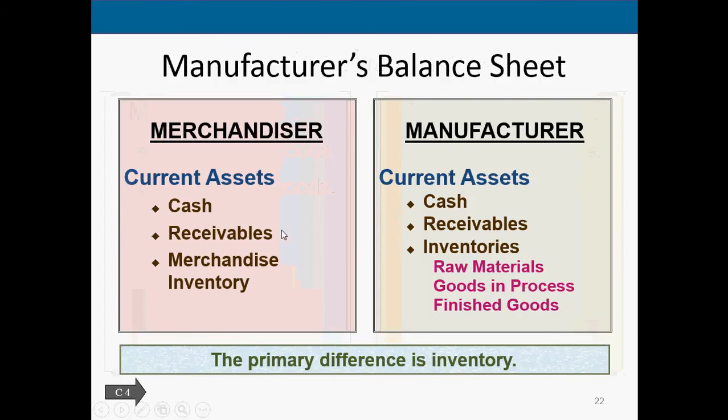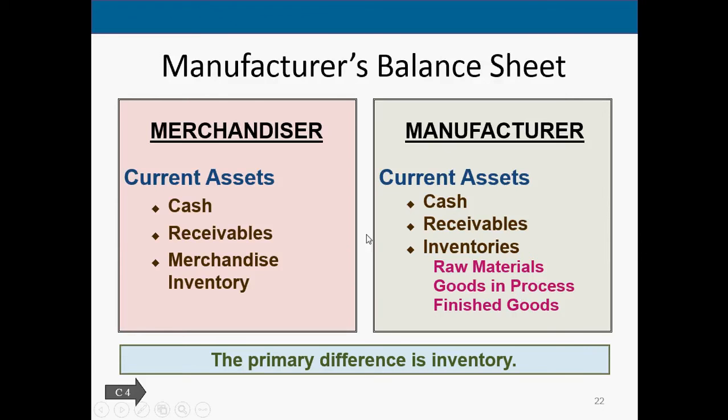So here's current assets for a merchandiser. We know they have cash, receivables, and one inventory account. You'll see our primary difference is inventory, and that's because the manufacturer has 3 inventory accounts now to deal with. We buy raw materials, and then John goes and gets those raw materials and puts them on his bench. And while raw materials are in that process of being converted, while they're sitting in the factory being converted into some usable product, we call that work in process or goods in process. And that in and of itself is also an inventory account.